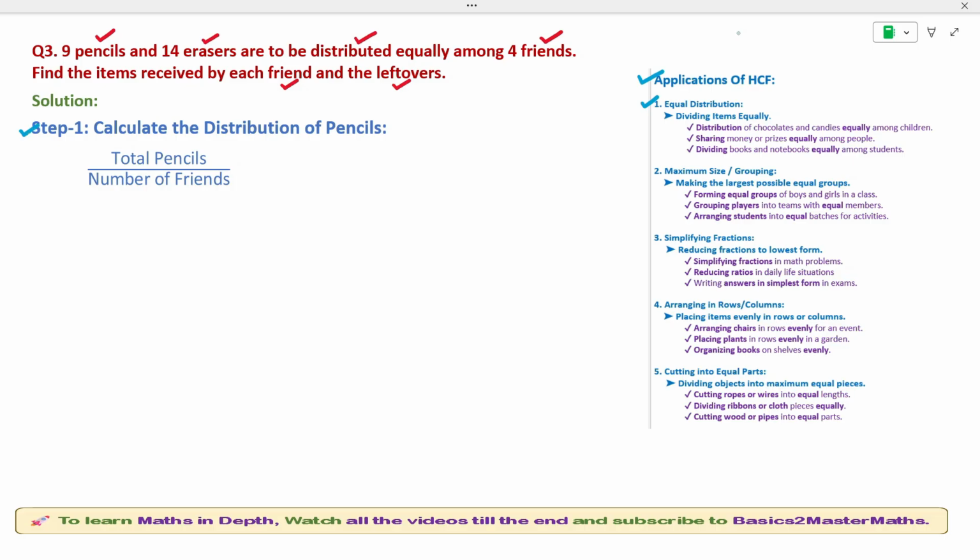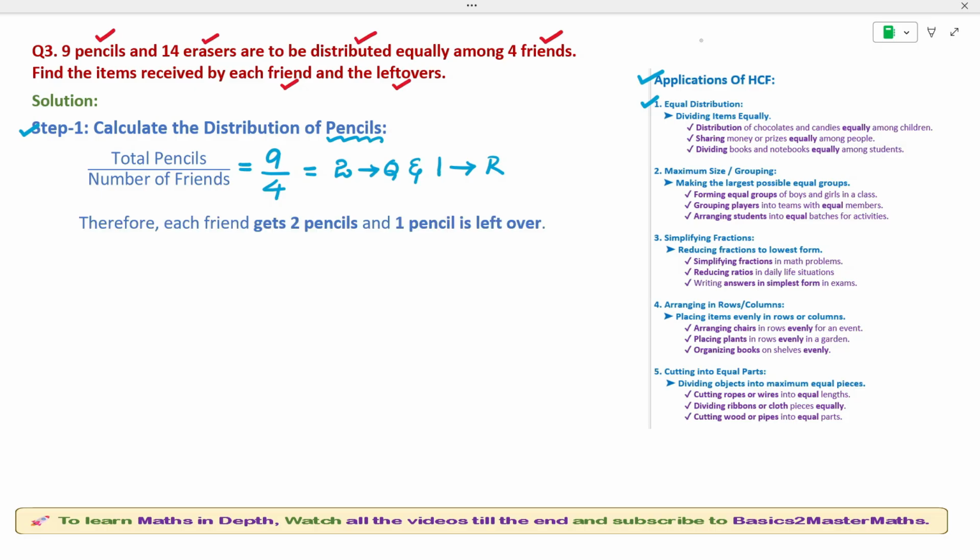Step 1. Calculate the distribution of pencils. That is, total pencils divided by number of friends. That is, 9 divided by 4 gives you 2 as the quotient and 1 as the remainder. Therefore, each friend gets 2 pencils and 1 pencil is left over.